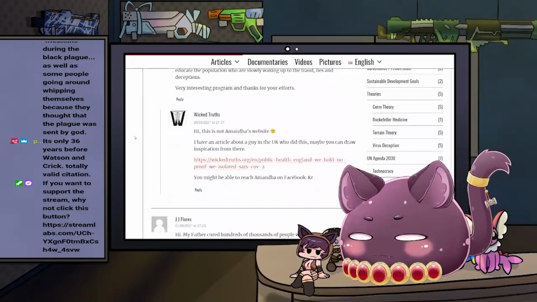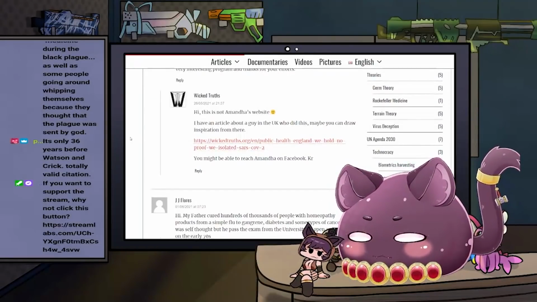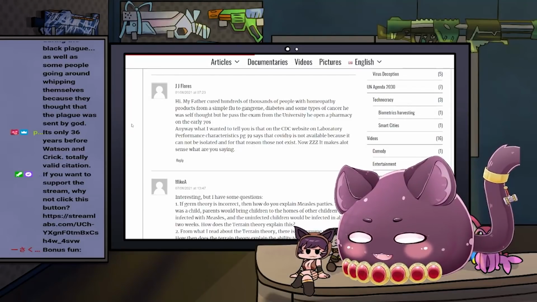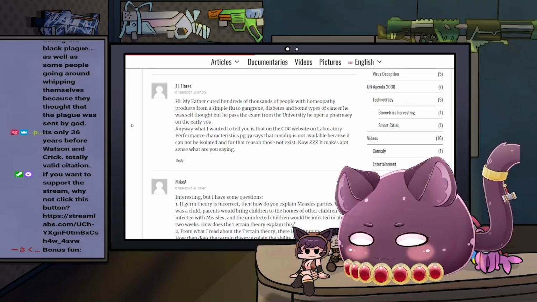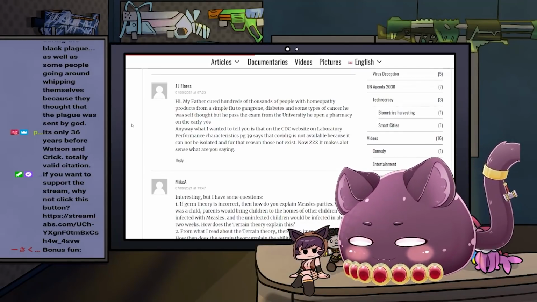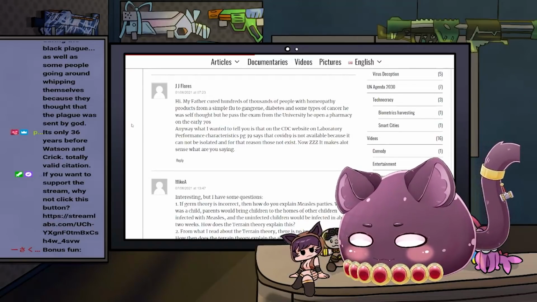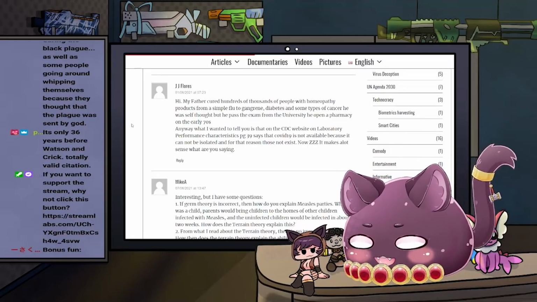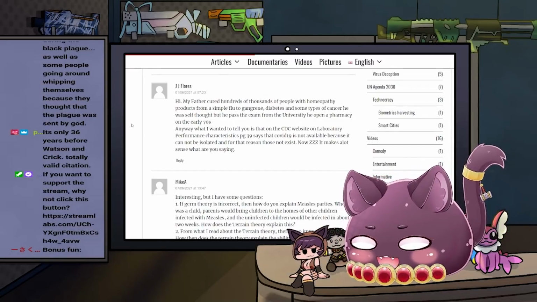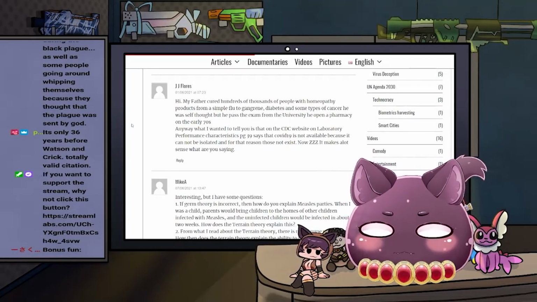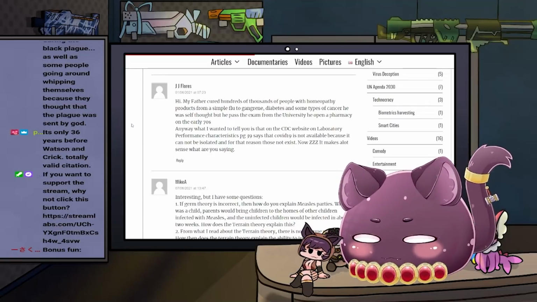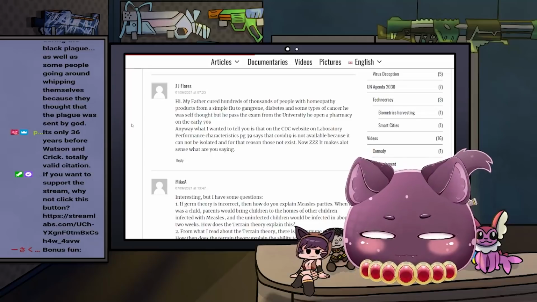Let's see here. Trying to find one that's, like, not super long. From JJ Flores: "Hi, my father cured hundreds of thousands of people with homeopathy products, from a simple flu to gangrene, diabetes, and some types of cancer. He was self-taught, but he passed the exam from university, opens a pharmacy in the early 70s. I wanted to tell you that on the CDC website on laboratory performance characteristics, on page 39 it says that COVID-19 is not available because it can be isolated, and for that reason, those do not exist. Now it makes a lot of sense what you are saying." What the fuck does that even mean? Not having a characteristics section on a single page on the internet does not suddenly mean a virus doesn't exist. I'm gonna slam my head into the wall.